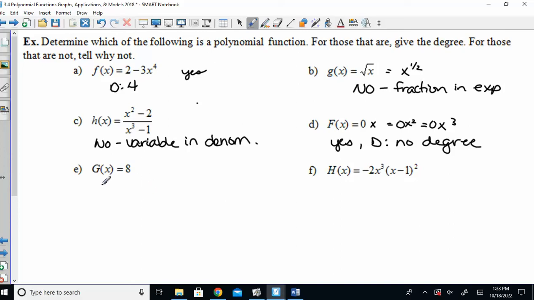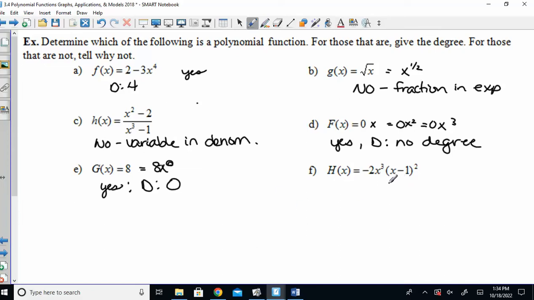All right, is e a polynomial? Yes. Okay, the degree. This one is different because 8 is only the same thing as 8 times x to what power? 0. Because 8 is not the same as 8x. But what does x to the 0 power turn into? A 1. So this is a degree of 0. Degree is essentially saying how many variables are there. If it's just a plain 8, there are no variables. So the degree is 0.